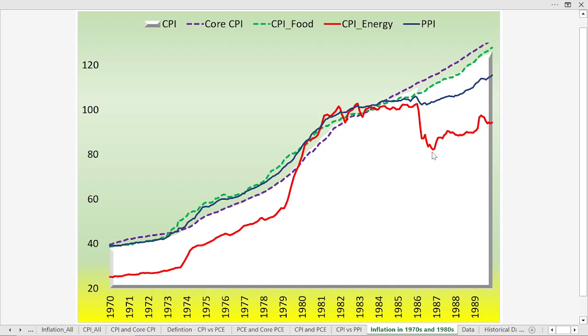What we're going to do is continue to watch these numbers over the course of every new inflationary number, and we'll be sure to update you with any significant changes.